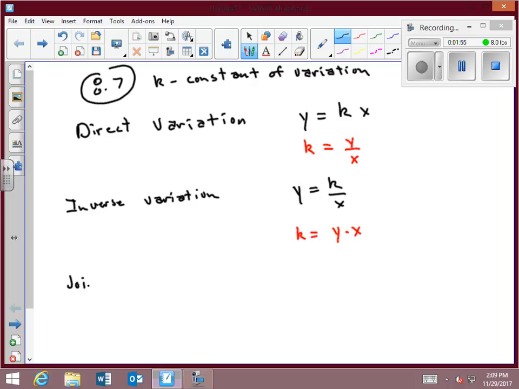Joint variation, and so this would be z equals the constant of variation times xy. So z is varying directly as x and directly as y. Then there's a combined variation.